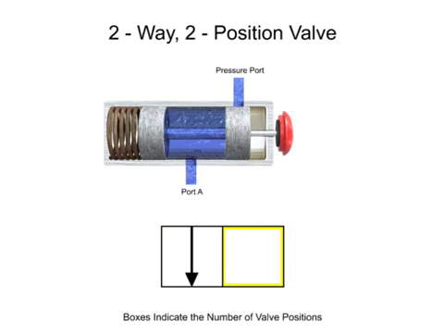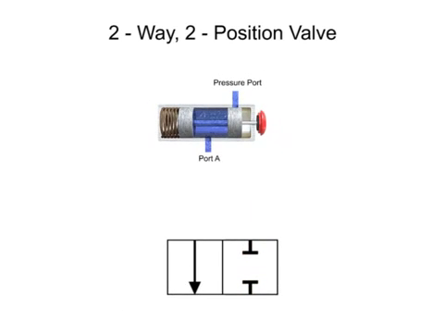The second box corresponds to the second position of the valve. Therefore, 2 T's are added to illustrate the lack of fluid flow in the second position. Next, lines are drawn to indicate the normal position of the valve.